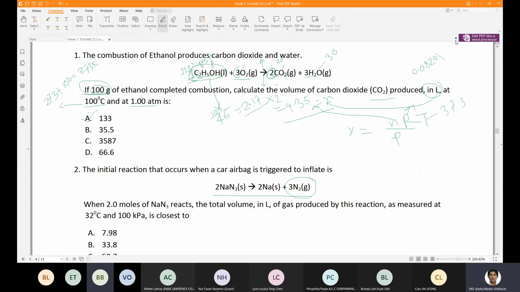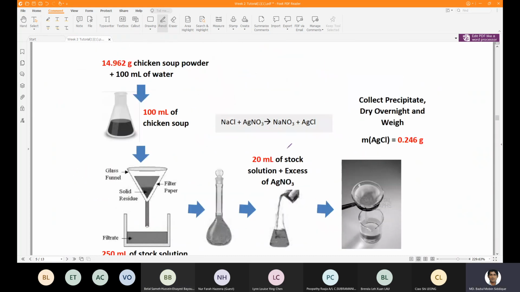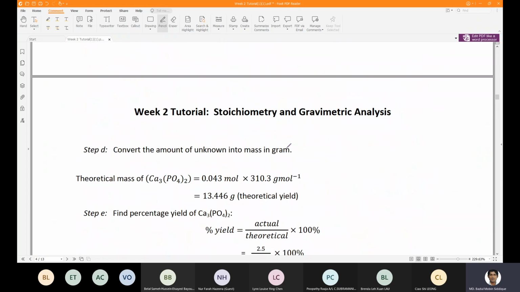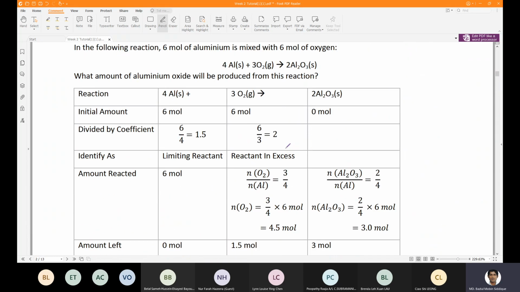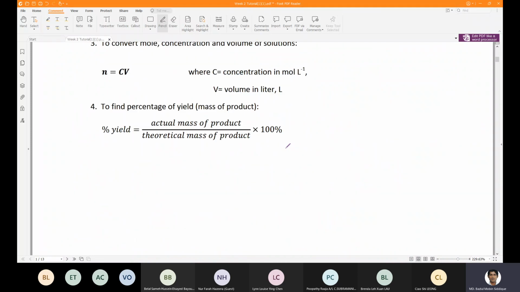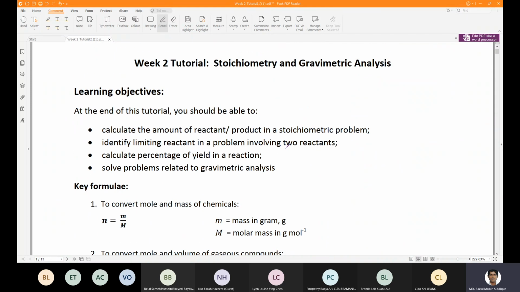Sir, can you repeat the part where you got the 0.0821? This one? Yeah. This is the universal gas constant, yeah? I think it is given here. If it is not, you can find it from anywhere. You can try Google it, universal gas constant, yeah? You will find it.